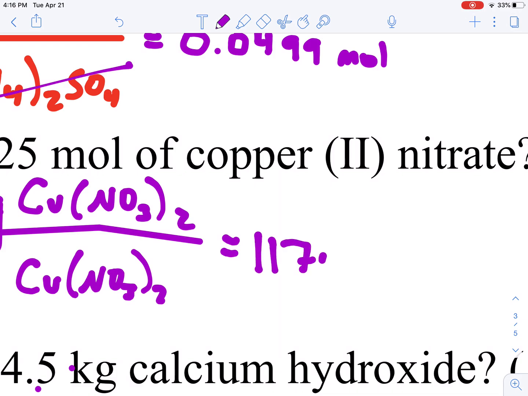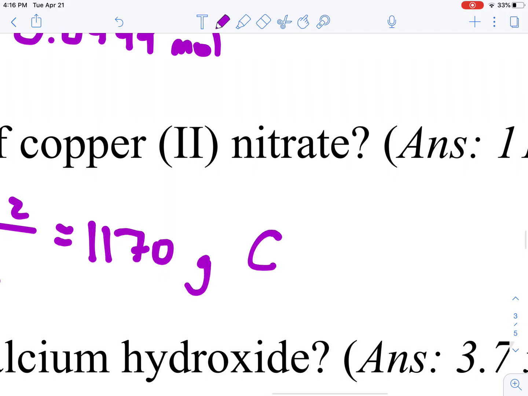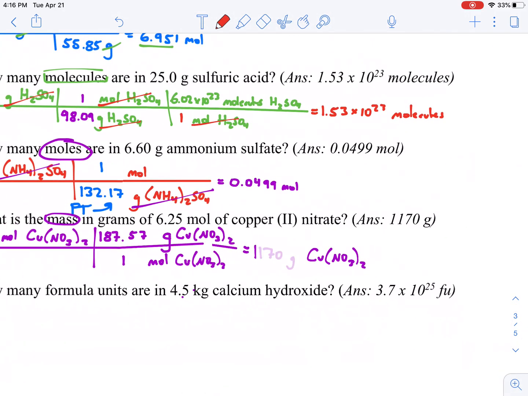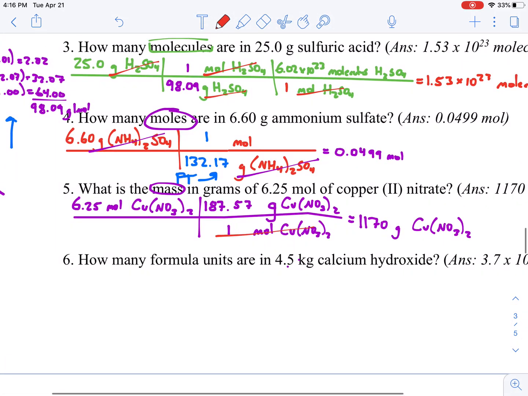And when you do that, you will end up with a final answer of 1,170 grams of copper 2 nitrate. And you'll notice that our units cancel. You'll also notice that we started with 3 sig figs and we're ending with 3 sig figs.